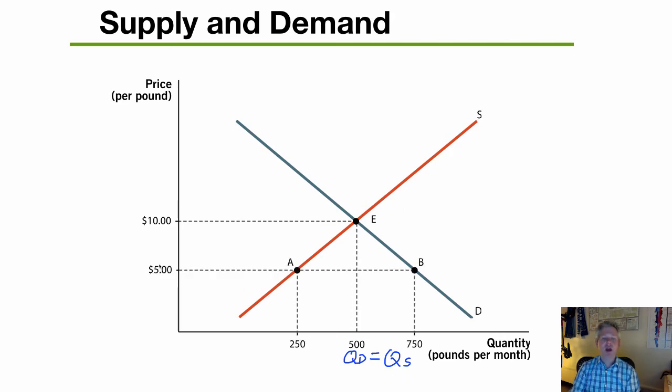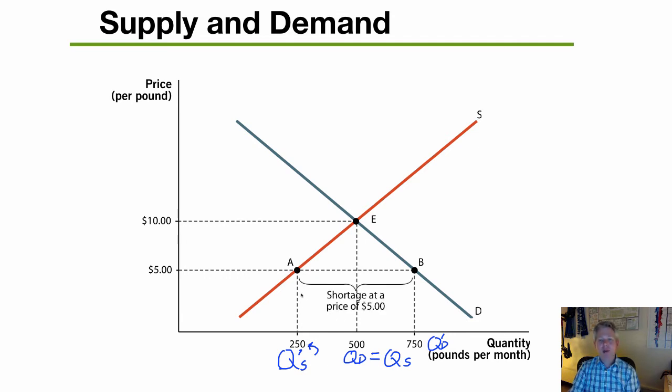What about at a price of $5? Well, at a price of $5, the quantity demanded here, we'll call that QD prime, is 750, and the quantity supplied here, QS prime, is 250. All right, so now look what's happening. At a price below the equilibrium price, the quantity that suppliers want to supply is less than the quantity that buyers want to buy. Buyers want to buy 750, and suppliers only want to sell 250.